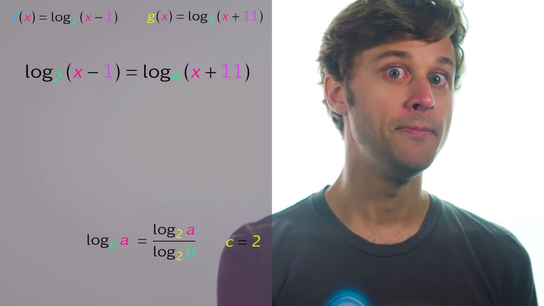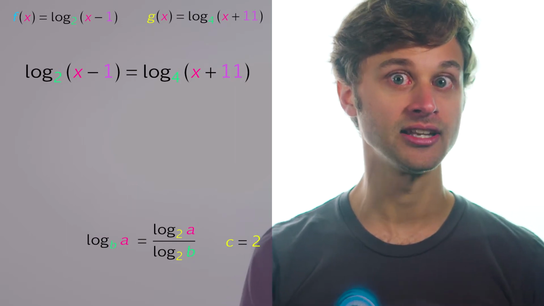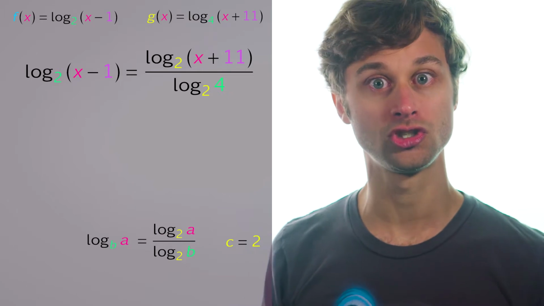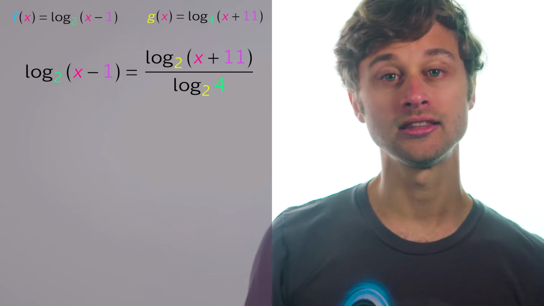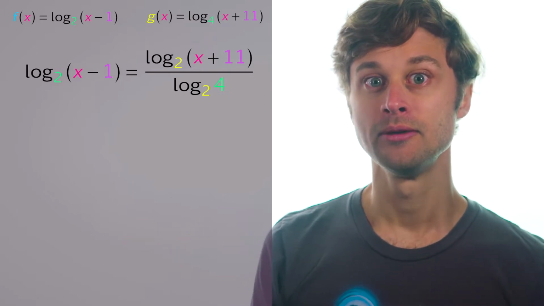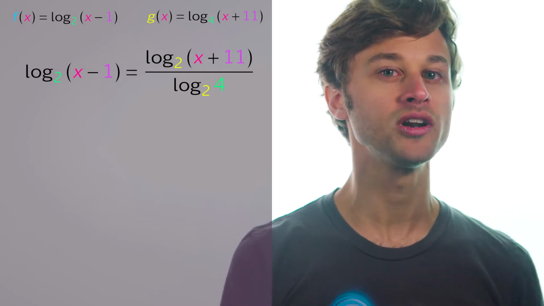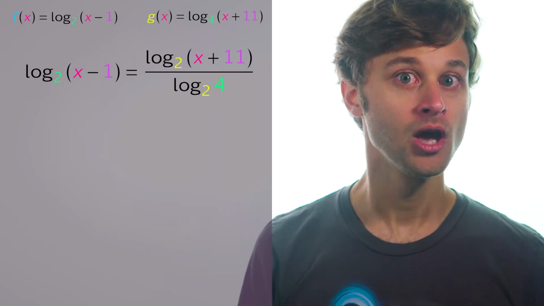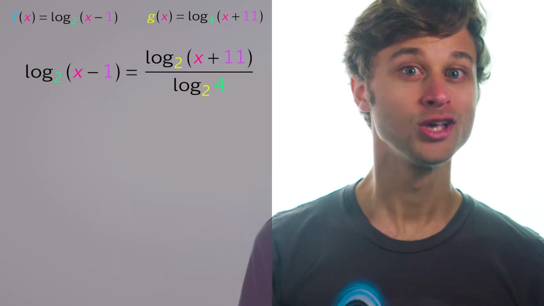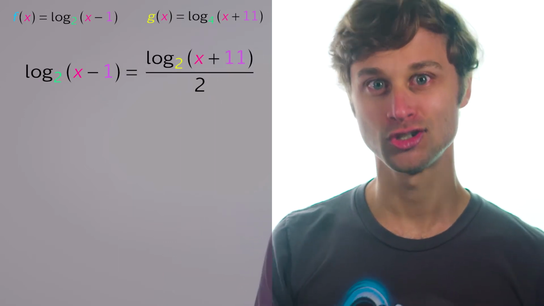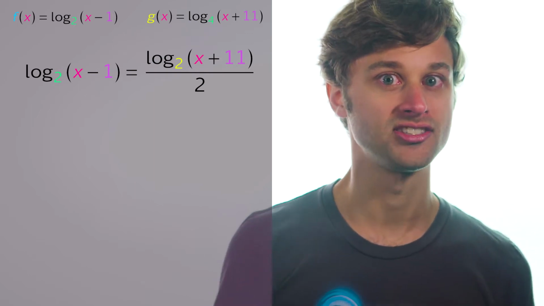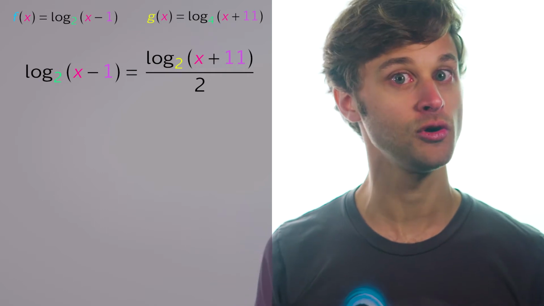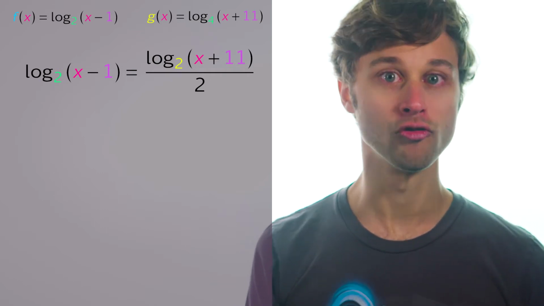So the log base 4 of (x + 11) is equal to the log base 2 of (x + 11) over the log base 2 of 4. Fortunately, the log base 2 of 4 is pretty easy because remember, that's asking the question, what is the exponent such that 2 to that exponent is equal to 4? Well, that exponent is just 2, so log base 2 of 4 is just 2. So now I have this equation. Log base 2 of (x − 1) is equal to log base 2 of (x + 11) over 2.